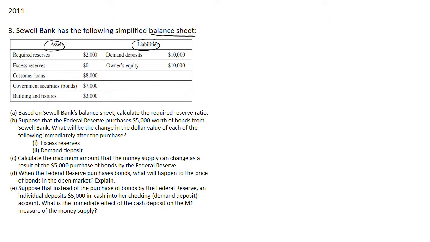Part A says, based on Sewell Bank's balance sheet, calculate the required reserve ratio. So to do this, we need to direct our attention to 2 values. The demand deposits, how much money has been deposited into this bank, and the required reserves of $2,000. So I hope you guys can clearly see. Make sure you format this properly. That 2,000 with respect to 10,000 is a 20% required reserve ratio. 20%.